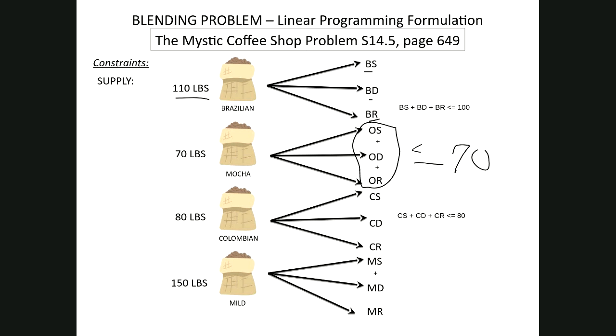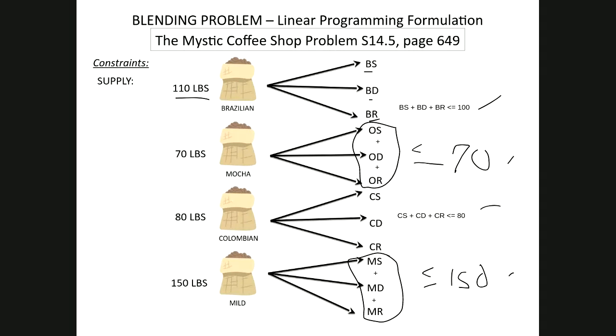And those three added together will be less than or equal to 150 pounds. And so again, there are going to be four constraints, 1, 2, 3, 4 constraints, one for each of those supplies. All right. Now we had the one twist with the objective function.